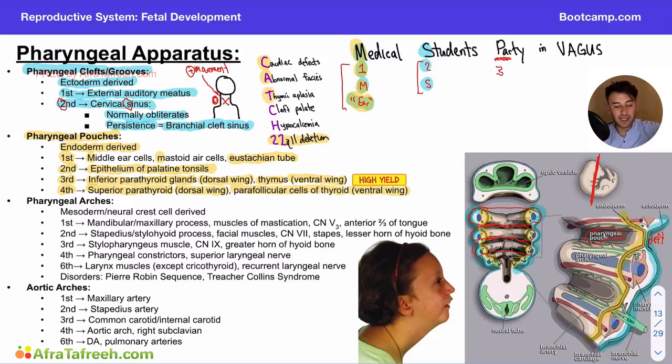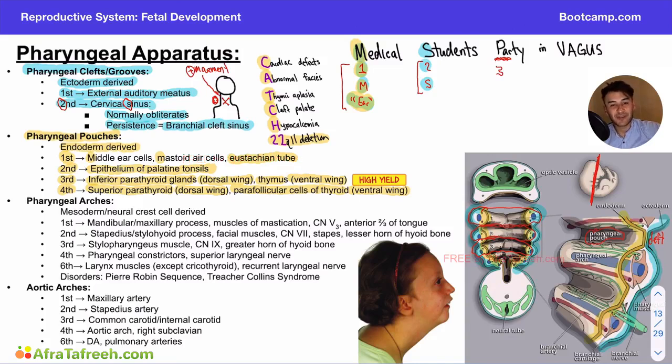We're also going to see thymic aplasia, so this could show up as an absence of a thymic shadow on a chest x-ray. We can also have cleft palate, this goes along with abnormal facies, and then we can also have hypocalcemia because we have abnormal maturation or migration of our parathyroid glands, and we know that these are important in calcium homeostasis.